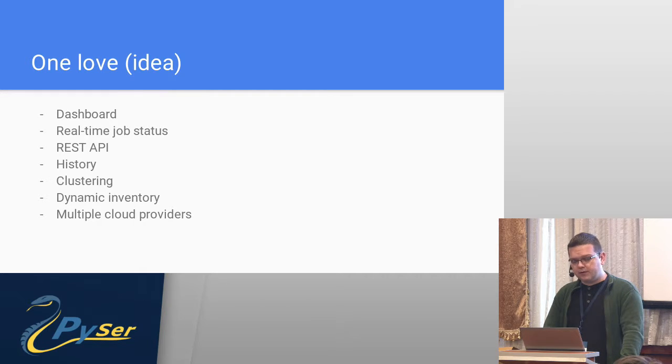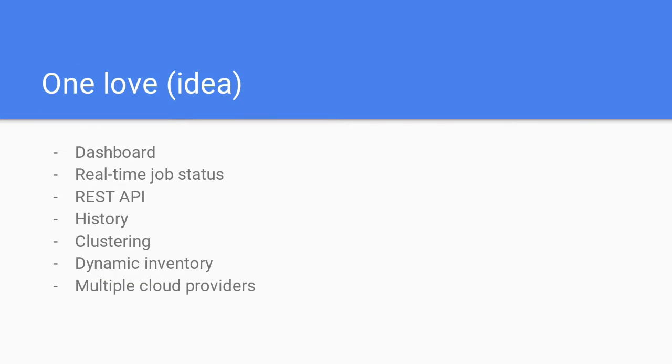It will contain a web-based user interface with a dashboard, a real-time status for your running jobs on top of Ansible, a REST API to manage your infrastructure, and a history of all the tasks executed. It will enable clustering. It will contain a dynamic inventory for your cloud infrastructure, and it will support multiple cloud providers.